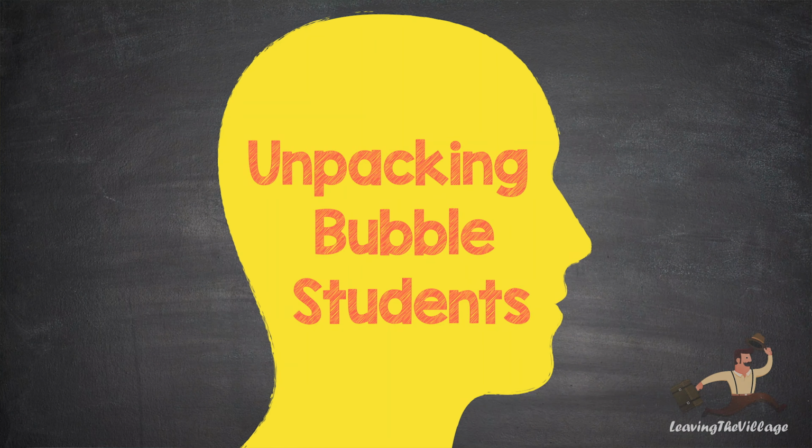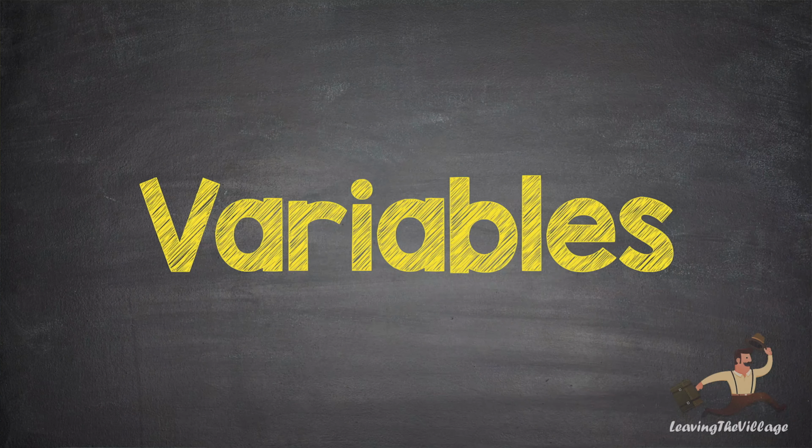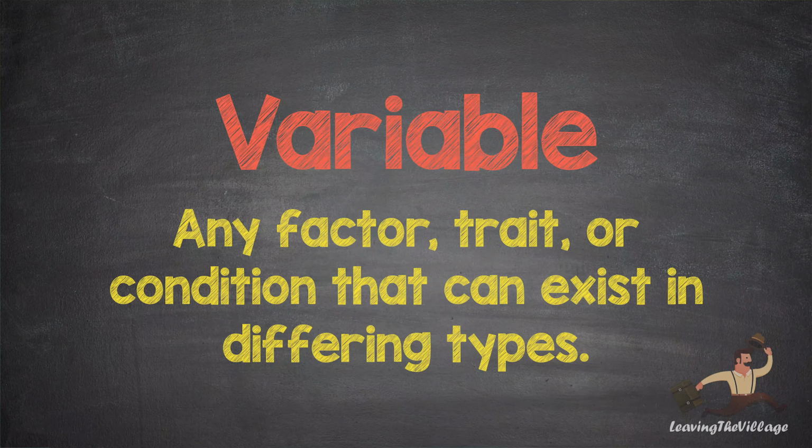Right now, we're using formative and summative assessments. And from there, we have data. But what about the variables that the data doesn't tell us? A variable is any factor, trait, or condition that can exist in differing types.